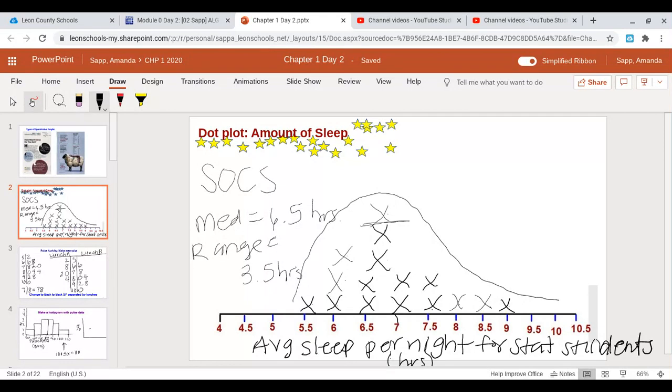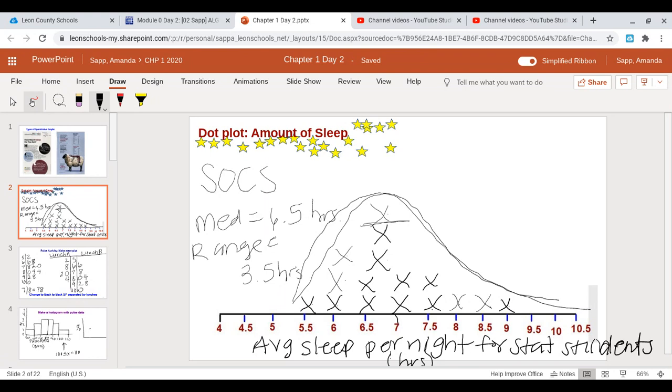So you might say the distribution of average hours of sleep per night for these stat students is slightly skewed to the right. So you can kind of see it peaks and goes down. So the average amount of sleep per night for stat students in this class is slightly skewed to the right, with a median amount of sleep at 6.5 hours. There are no obvious outliers, but this distribution has a range of 3.5 hours.